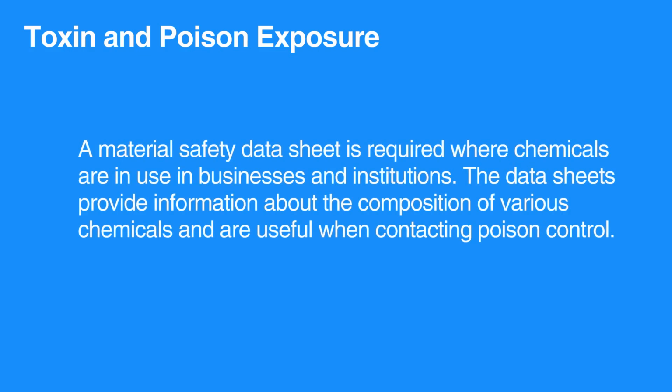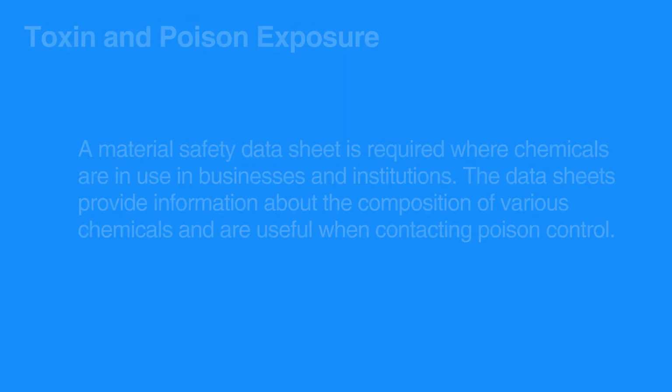handbook. A material safety data sheet, or MSDS, is required where chemicals are in use in businesses and institutions. The data sheets provide information about the composition of various chemicals and are useful when contacting poison control.